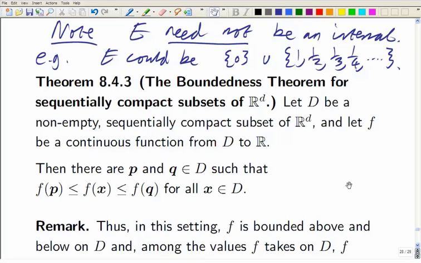So the idea is if you've got such a function, then it will achieve some maximum value amongst all the values it takes, and it'll achieve some minimum value amongst all the values it takes. That means there's going to be a pair of points in D, call them P and Q, where f of P is the smallest value taken by the function on D, and f of Q is the biggest value taken by f on D.